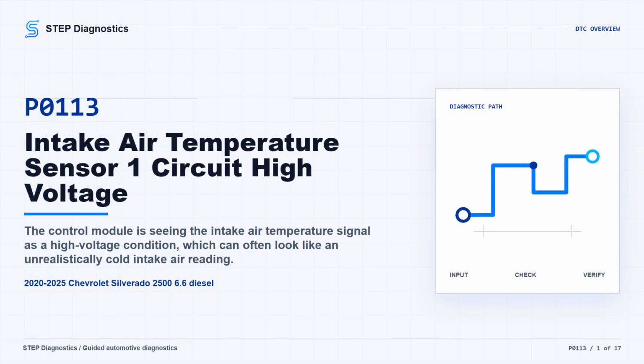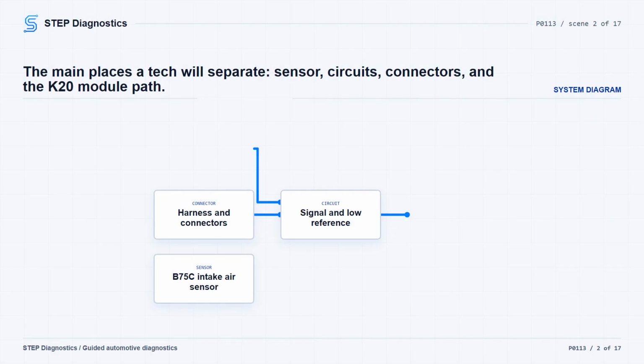On this Chevrolet Silverado 2500 with the V8 6.6L DSL turbo application, P0113 is an intake air temperature sensor 1 circuit high voltage code. In plain terms, the control module may be seeing the intake air temperature signal in a way that often looks like unrealistically cold air. The truck may turn the cooling fan on, may show a service emissions or exhaust fluid message, and engine operation can be affected depending on what else is going on.